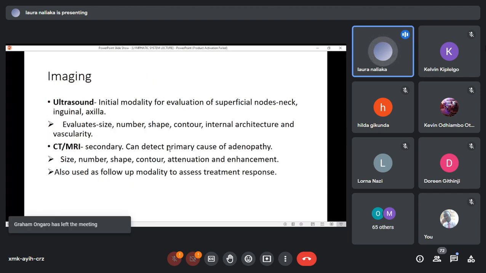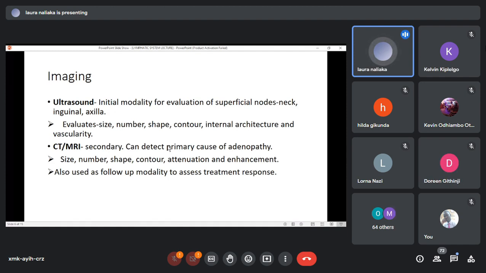So for lymphadenopathy, ultrasound is the initial modality for evaluation of superficial nodes, especially in the neck, inguinal region, and axilla. Ultrasound will be able to evaluate the size of the lymph node, the number, the shape, contour, internal architecture, and vascularity. The shape, contour, internal architecture, and vascularity are very important for you to be able to differentiate between a benign node that is maybe reactive to infection or a malignant node from a non-primary or an unknown primary tumor.